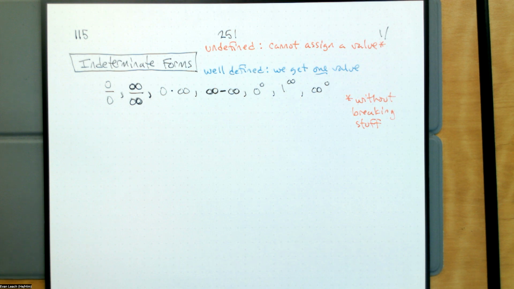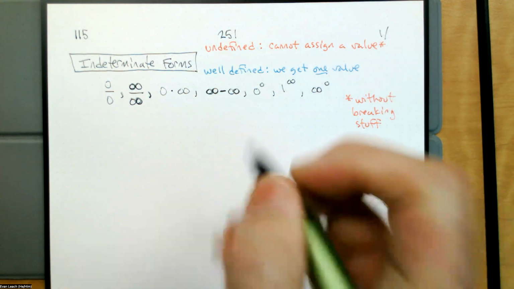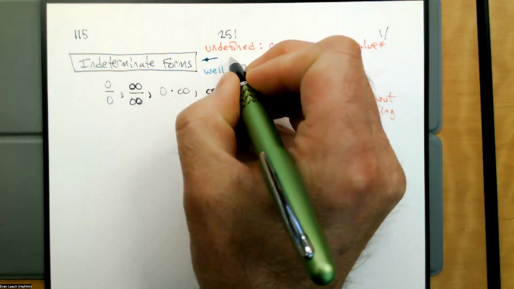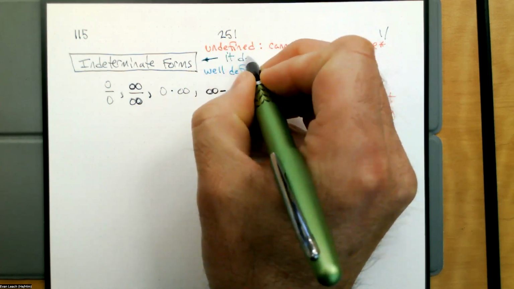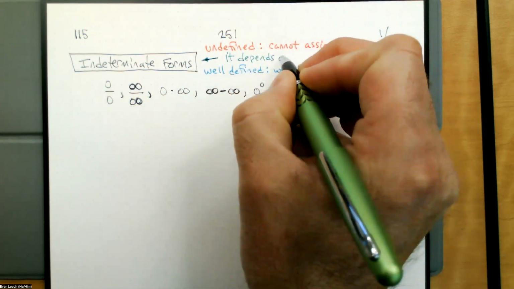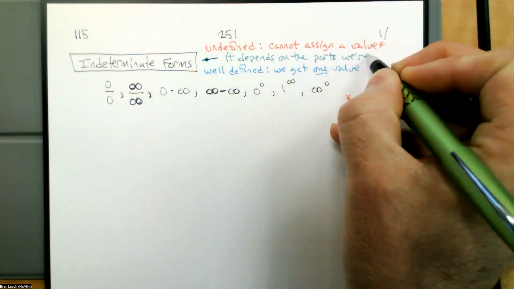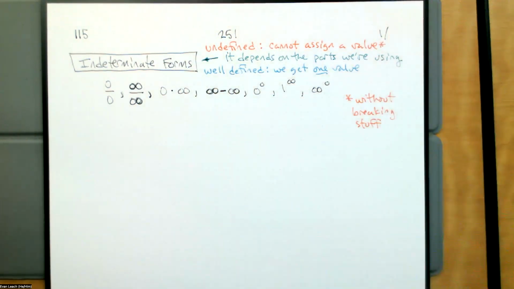In the middle is this indeterminate form. So these indeterminate forms are, it depends on what we're combining. So this is kind of in the middle of undefined and well-defined. An indeterminate form is where it depends on the parts that we're using.